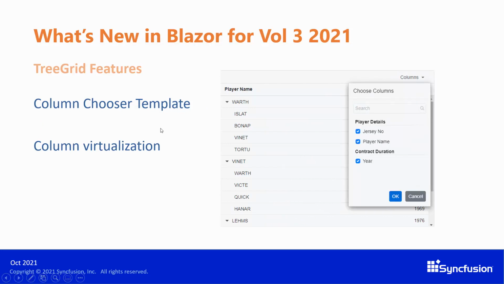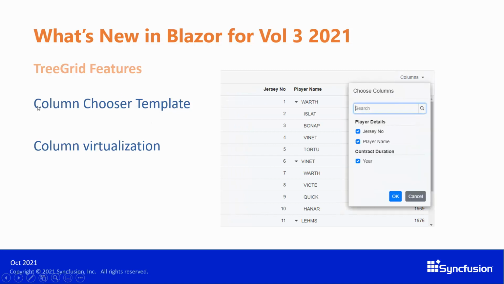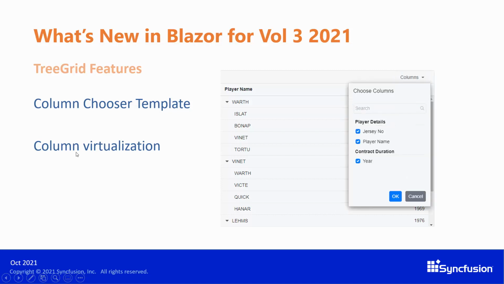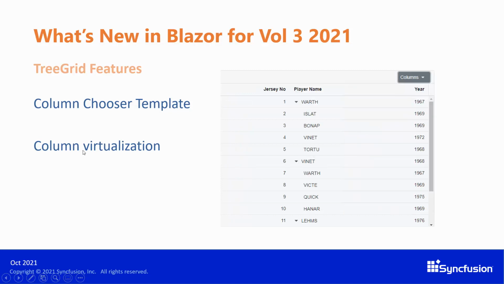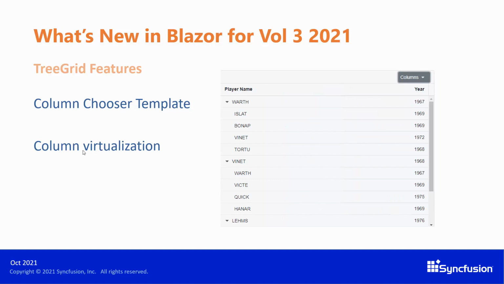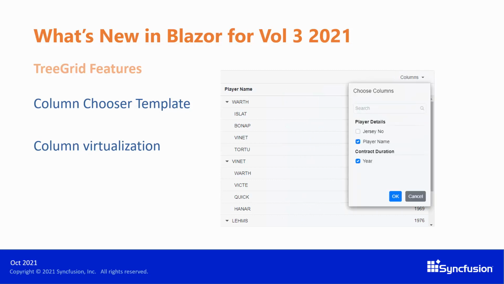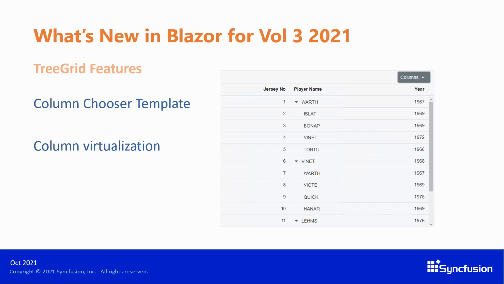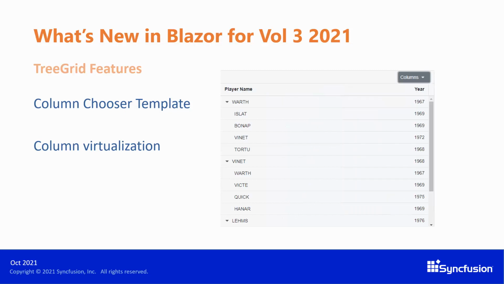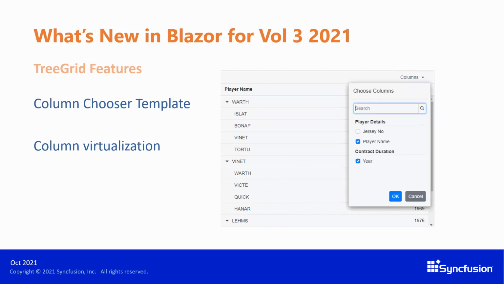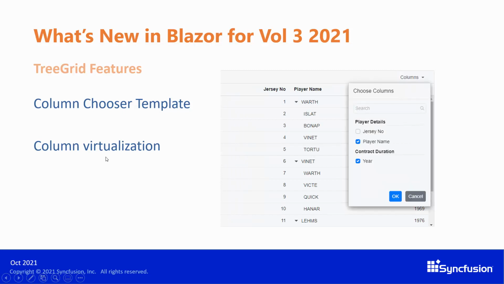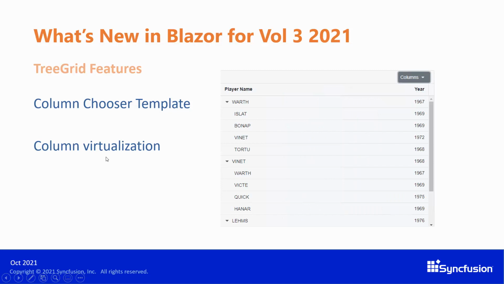So next we'll look at the new features that are added to the tree grid component. Again, what we have seen within the grid component, the same column chooser template support is available for the tree grid component as well. And apart from that, column virtualization support has been added. So now you can boost the performance of your application by rendering only the columns in the viewport. All other columns apart from the viewport will get rendered dynamically only when you scroll the horizontal scroll bar. This is how the column virtualization support will work.